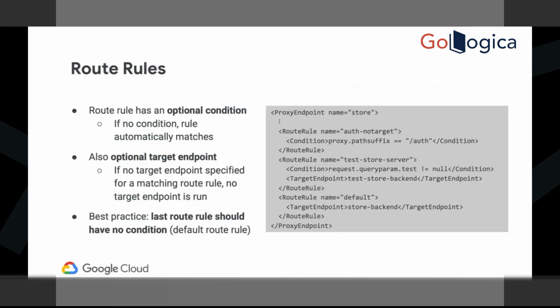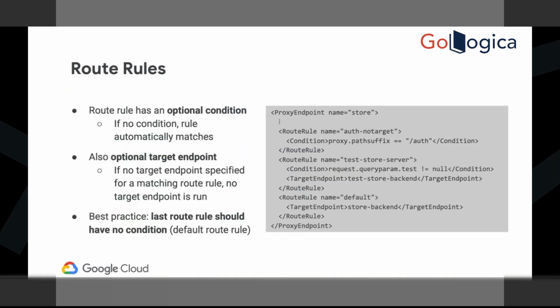Now this is what we usually define within the proxy route rules. Let's see this example. The first route rule name is no target. This name can be anything you give, just a unique name for our understanding. The important thing is the condition in the first scenario: if proxy.pathsuffix is /auth, in that case do not go to any target. So in the first condition, it will not pick any target. Apigee will start executing the response flow. It will not go to the target; the proxy response flow itself will start.